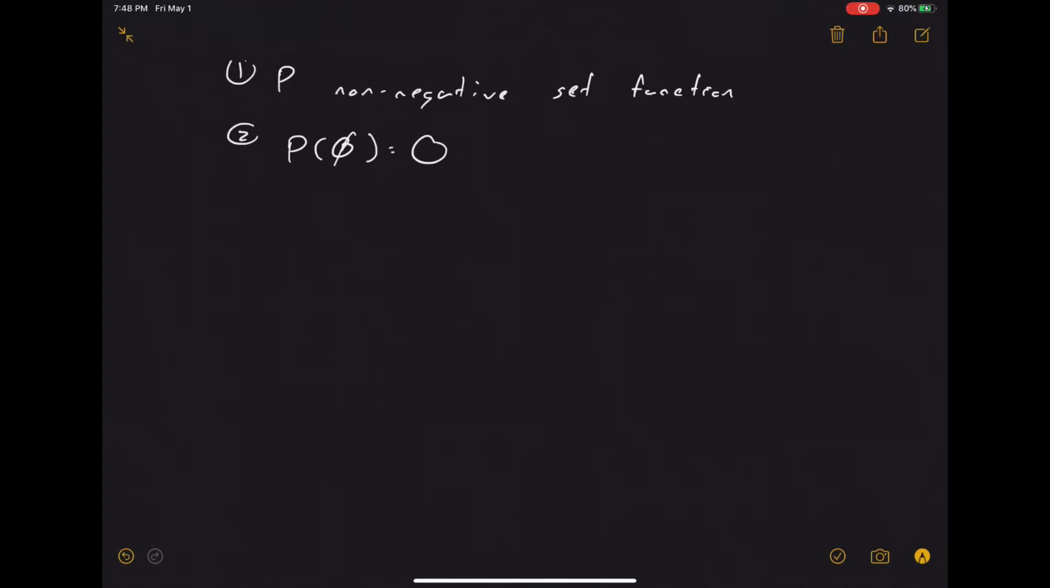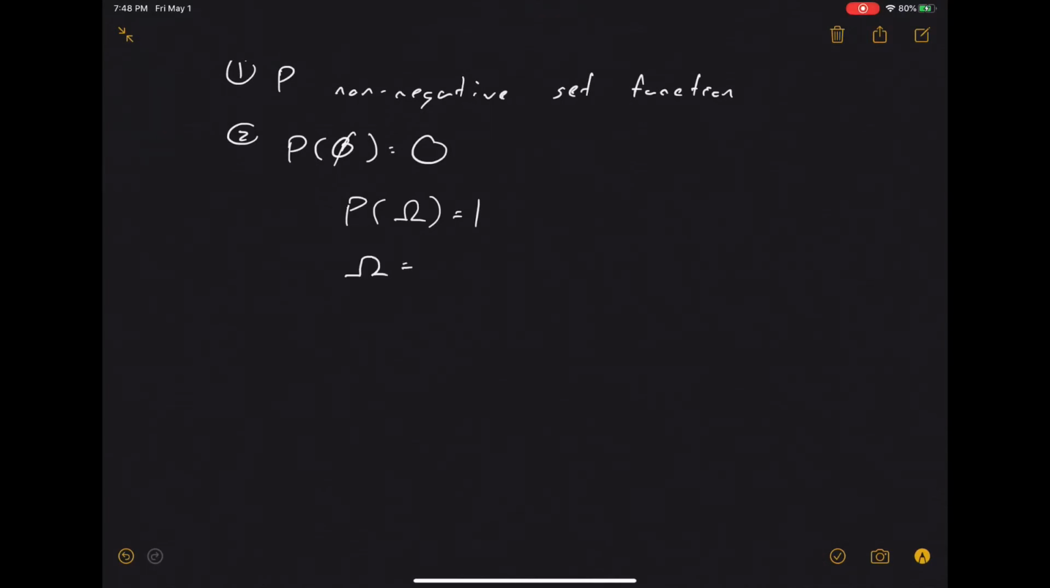Okay, so we need to show P is a measure. So what do we need to show a set function is a measure? Well, we need P to be a non-negative set function. We have that by assumption, right? That's in our axioms. What else do we need? We need P of the empty set to be equal to 0. Well, do we have that? Yeah, we have that from the axiom that states that P of omega is equal to 1, right? We have this by assumption.